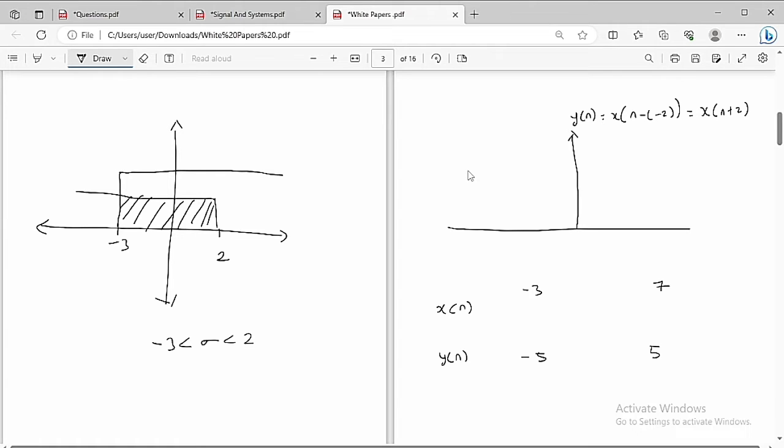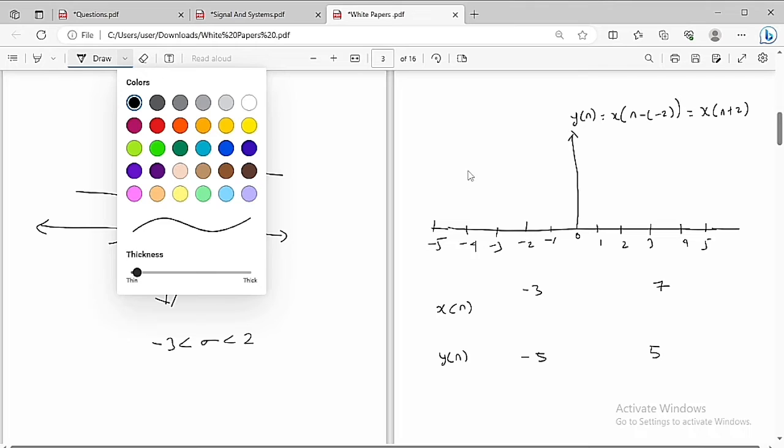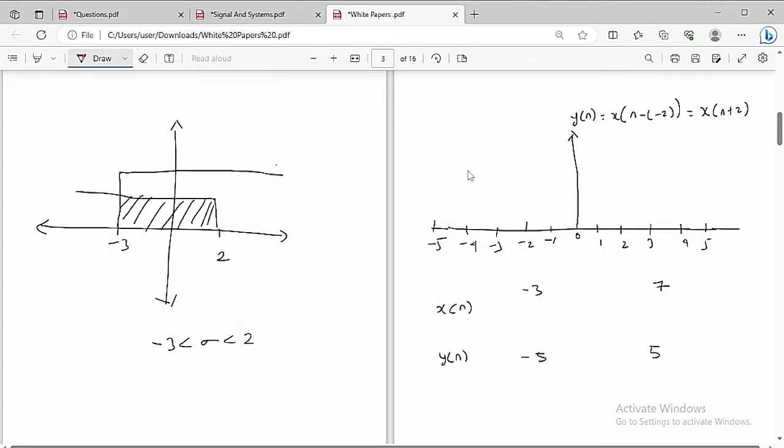Then what is the thing here? This will be minus 1, minus 2, minus 3, minus 4, and here it is minus 5. So it is 0, here 1, 2, 3, 4, and here 5. Let me draw the picture with the other input and let us see what happens. Now this signal is starting from minus 5 to plus 5, right?